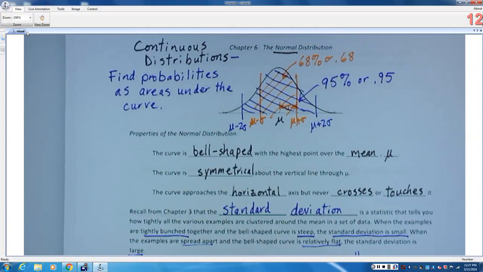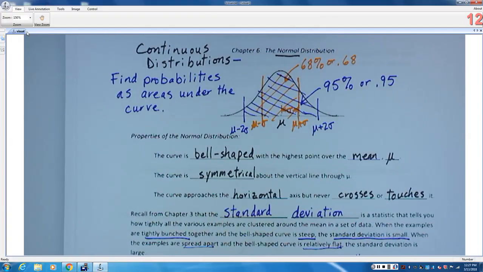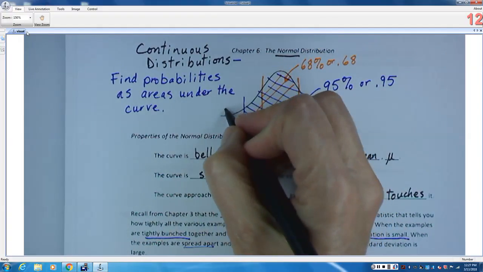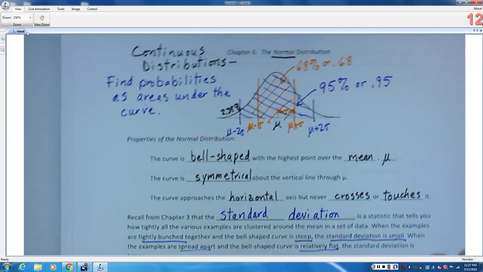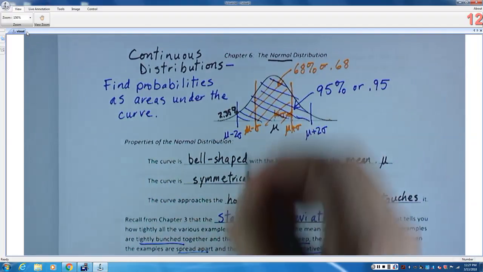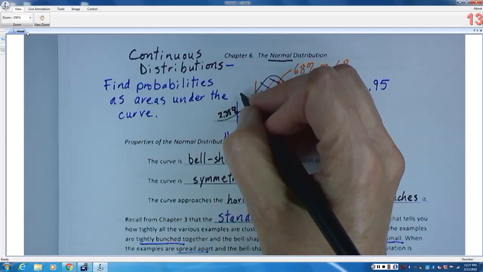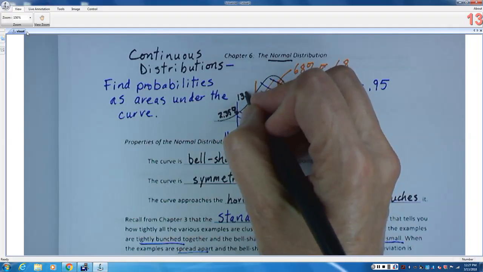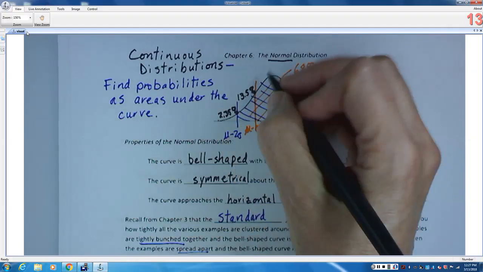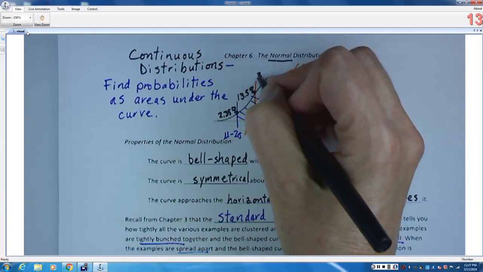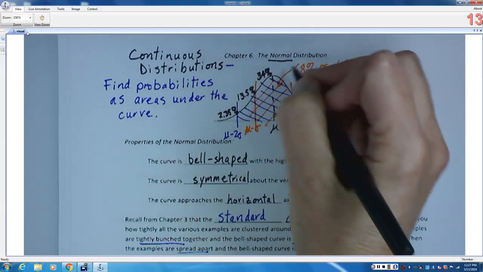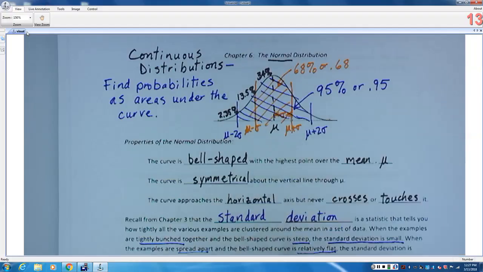So I could actually write those down. This is 2.35%. I don't know if you can read that. And this is 13.5. This is halfway here, 34%. And then it would be the same on the other half.